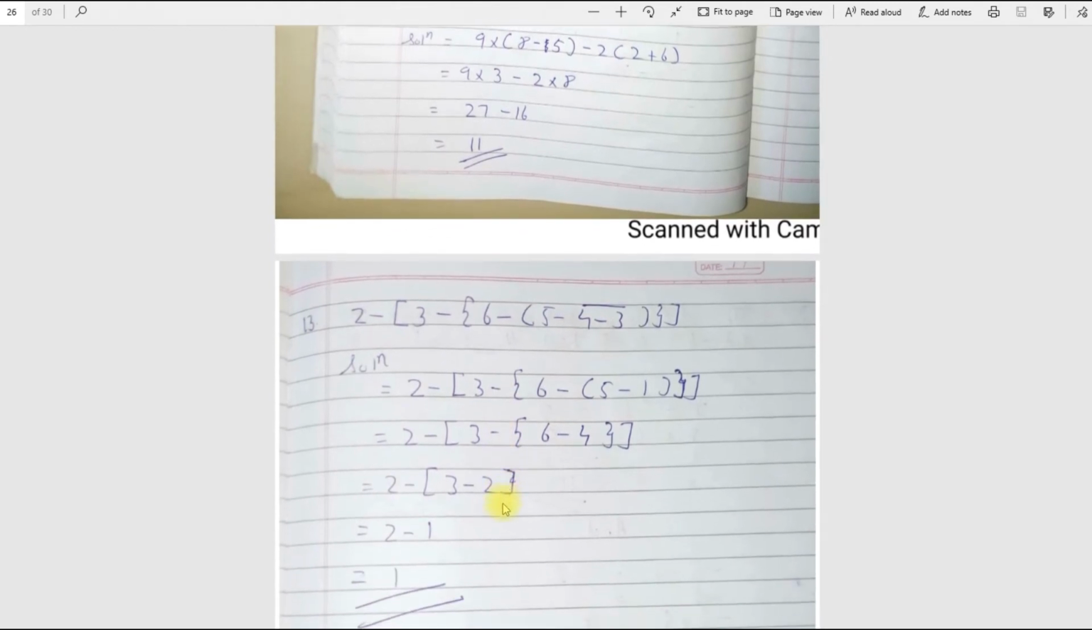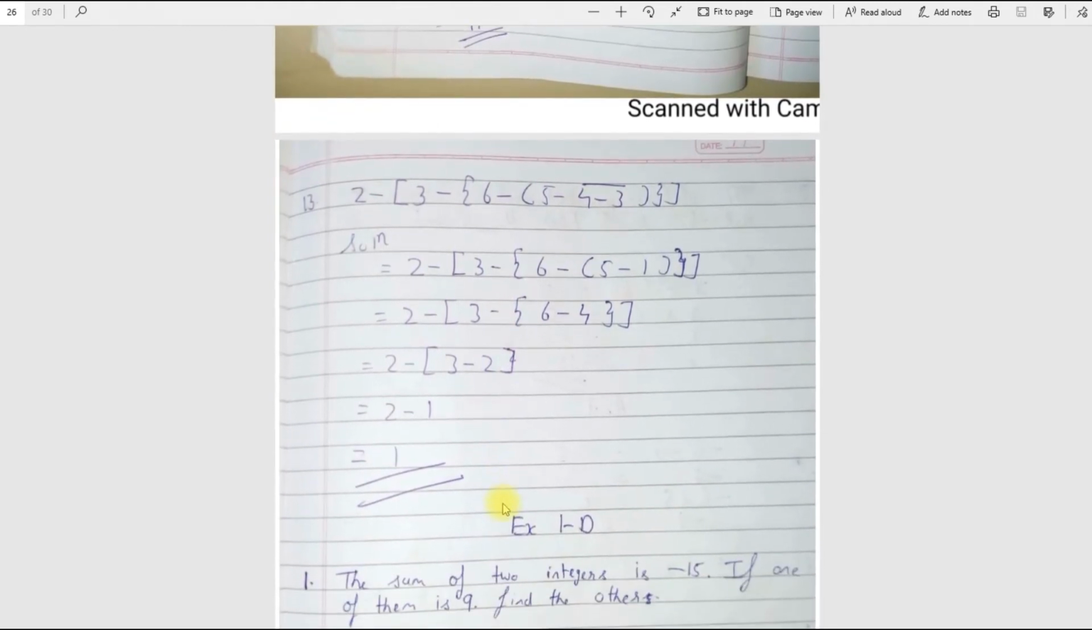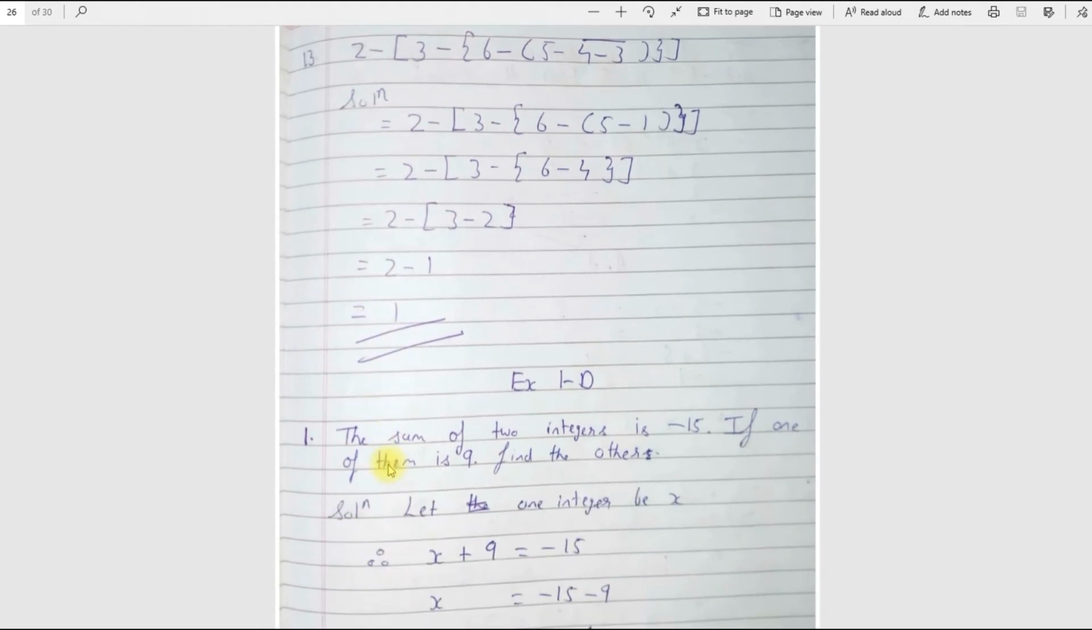Next, 2 minus square bracket 3 minus, we can read the whole question. Now we have to solve the bar bracket first. 4 minus 3 is 1. 5 minus 1 is 4, 6 minus 4 is 2, 3 minus 2 is 1 and 2 minus 1 is 1. I'm not repeating the whole thing again and again, the same as what we have done earlier. If you are in doubt, you can let me know.